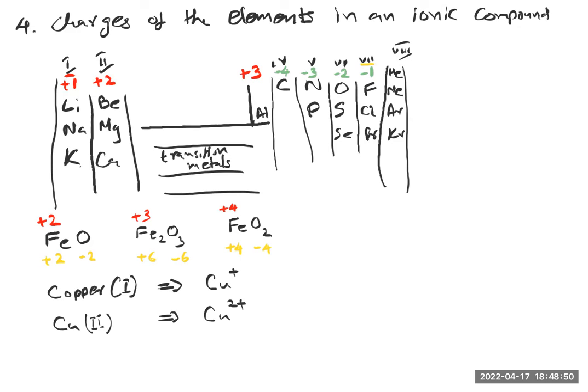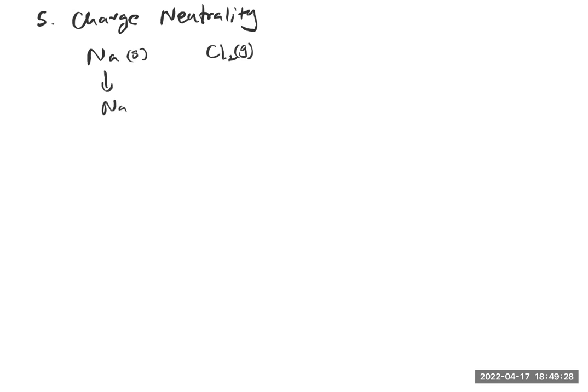All right, so with that, I want to talk lastly about the chemical formula of ionic compounds. That's the 5th thing. The chemical formula one more time, or the charge neutrality. Charge neutrality means that when we have ionic compounds, the overall charge is neutral. I'll give you an example. If sodium solid combines with Cl2 gas to form an ionic compound, with sodium solid, we're going to get sodium atoms. With Cl2, we're going to get Cl atoms.